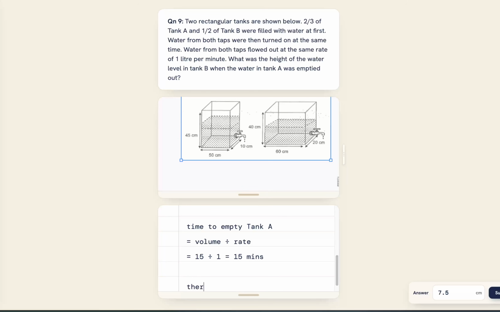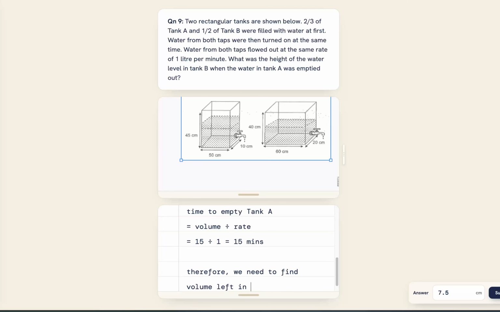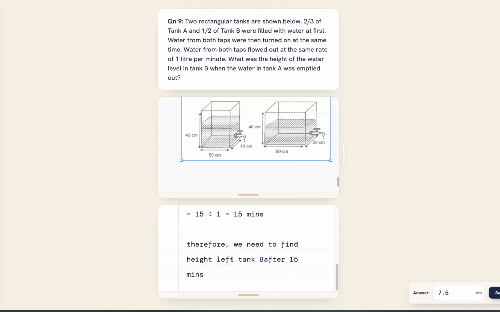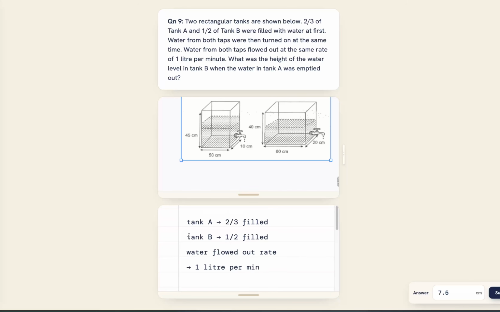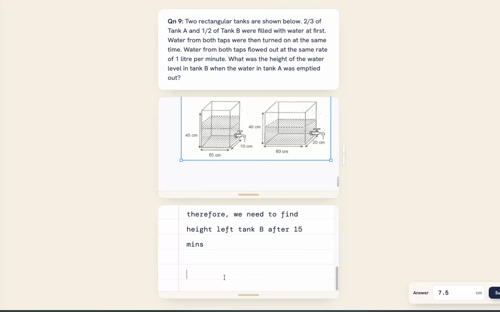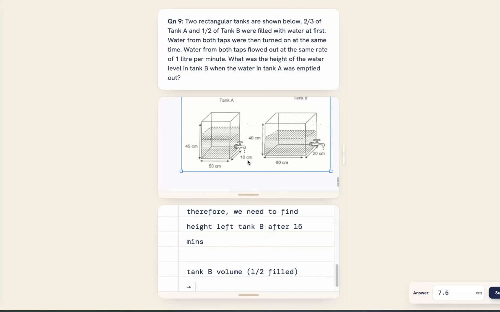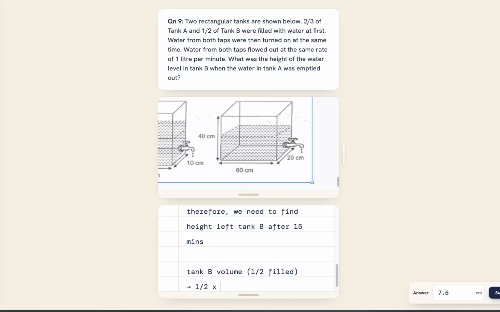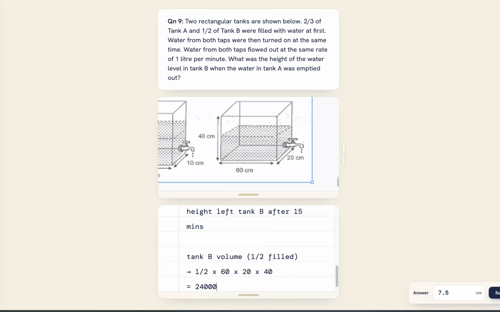Therefore, we need to find the volume left in 15 minutes, or we need to find the height left of tank B after 15 minutes. Straightforward. First, we need to know tank B is half filled. So tank B volume, half filled, will be equal to half times length, which is 60, times breadth 20, times height 40. This will be equal to 24,000 centimeter cube, or 24 liters.